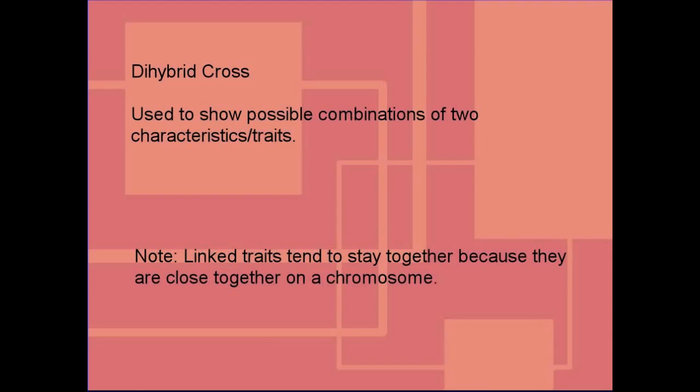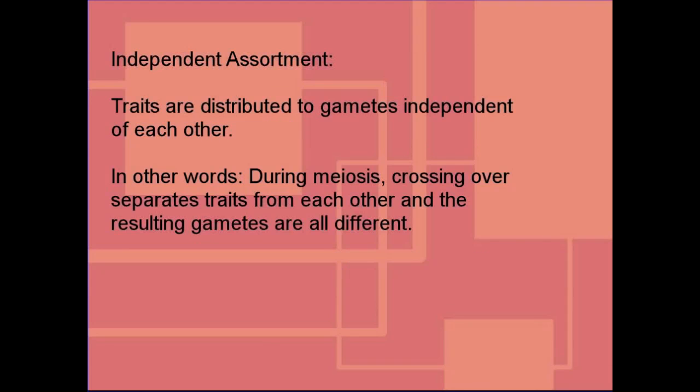Now I'm going to talk about dihybrid crosses. These are used to show the possible combinations of 2 characteristics or 2 traits. I'm also going to talk about linked traits, and they tend to stay together because they're very close on chromosomes. So Mendel came up with the law of independent assortment. He said that traits are distributed to gametes independent of each other. In other words, during meiosis, crossing over separates traits from each other, and the resulting gametes will all be different.